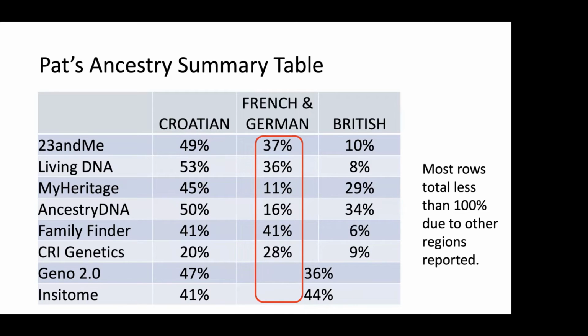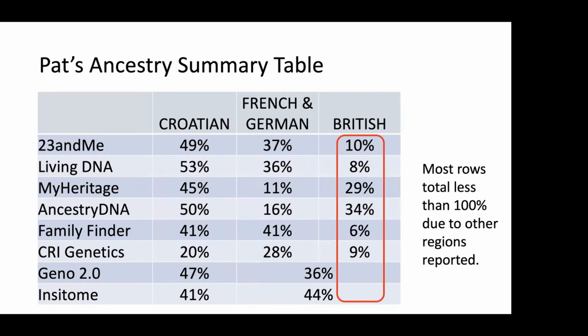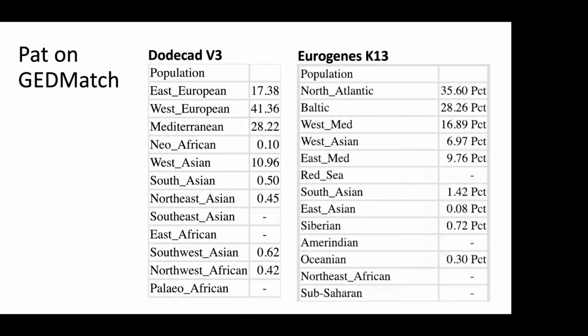Estimates of Pat's French and German ancestry varied tremendously, from a low of 11% on MyHeritage to a high of 41% on Family Finder. Naturally, the tests showing high French and German report low percentages of British. The range goes all the way from 8% on Living DNA to 34% on Ancestry.